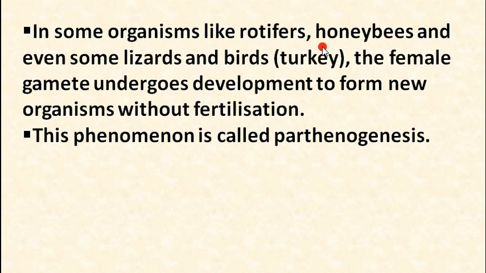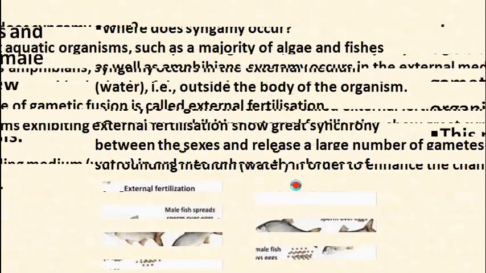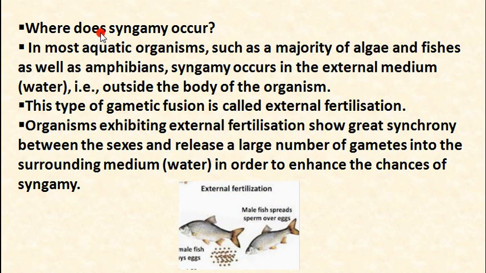In some organisms like rotifers, honeybees and even some lizards and birds like turkey, the female gamete undergoes development to form the new organism without fertilization. Okay, so these are some organisms: rotifers, honeybees, and even some lizards and birds like turkey. The female gamete undergoes development without any fertilization. So here is another case. This phenomenon is called parthenogenesis. Without fertilization the organism is growing, so this phenomenon is called parthenogenesis. Very important.